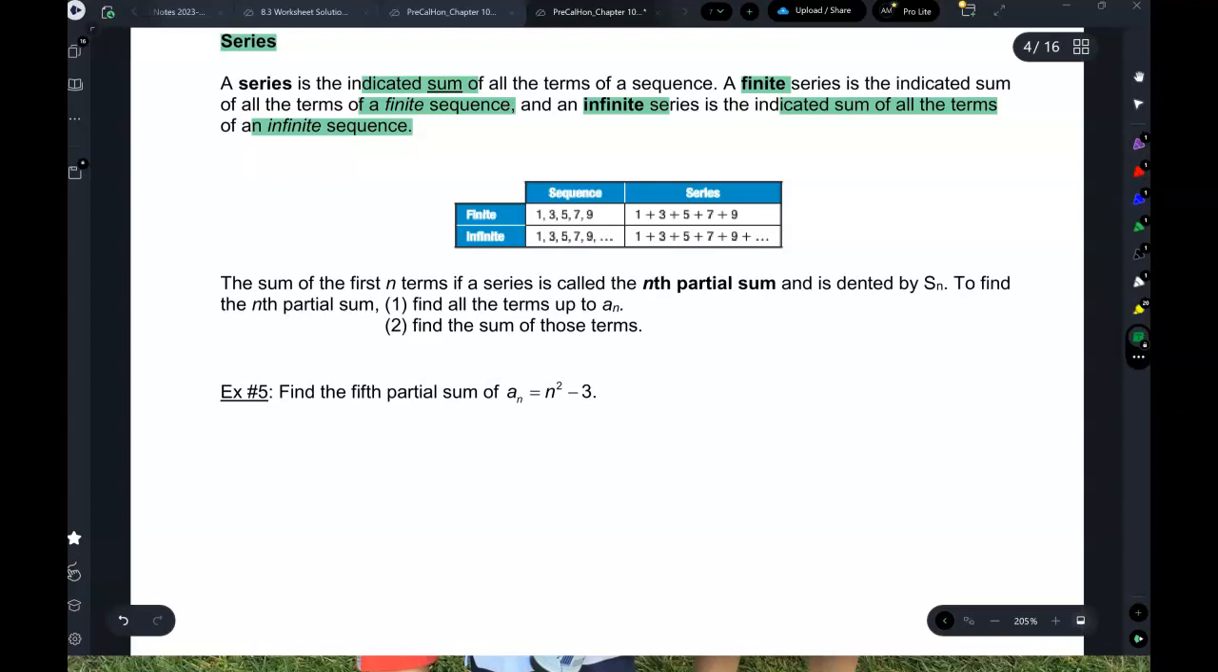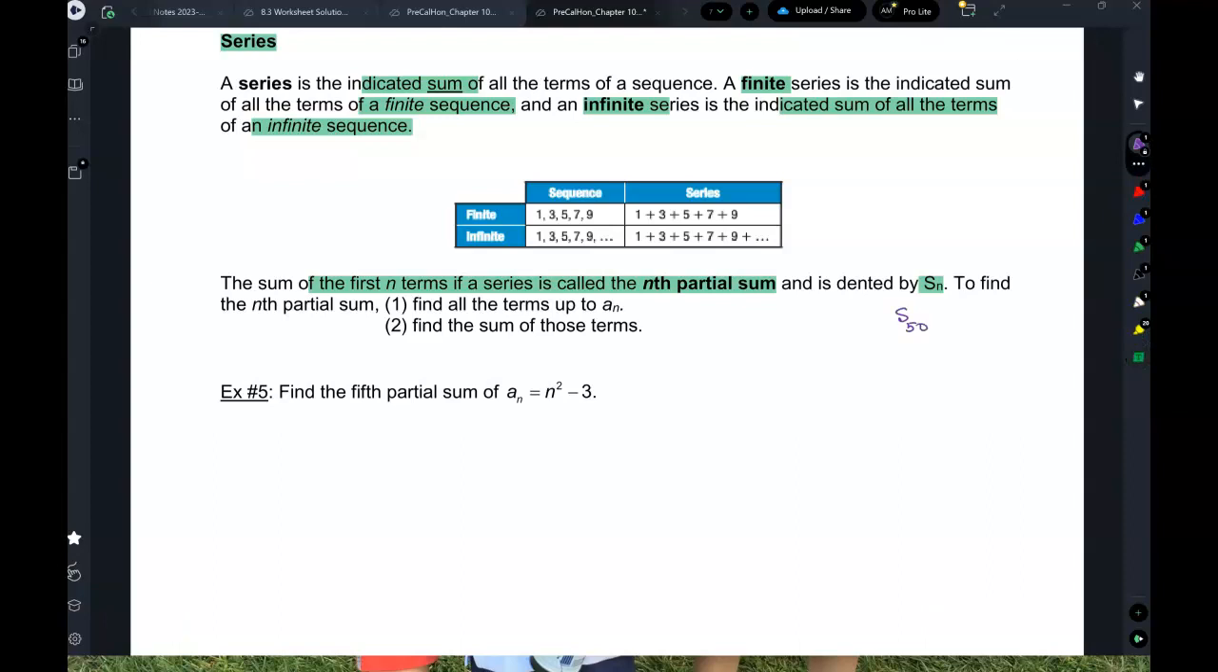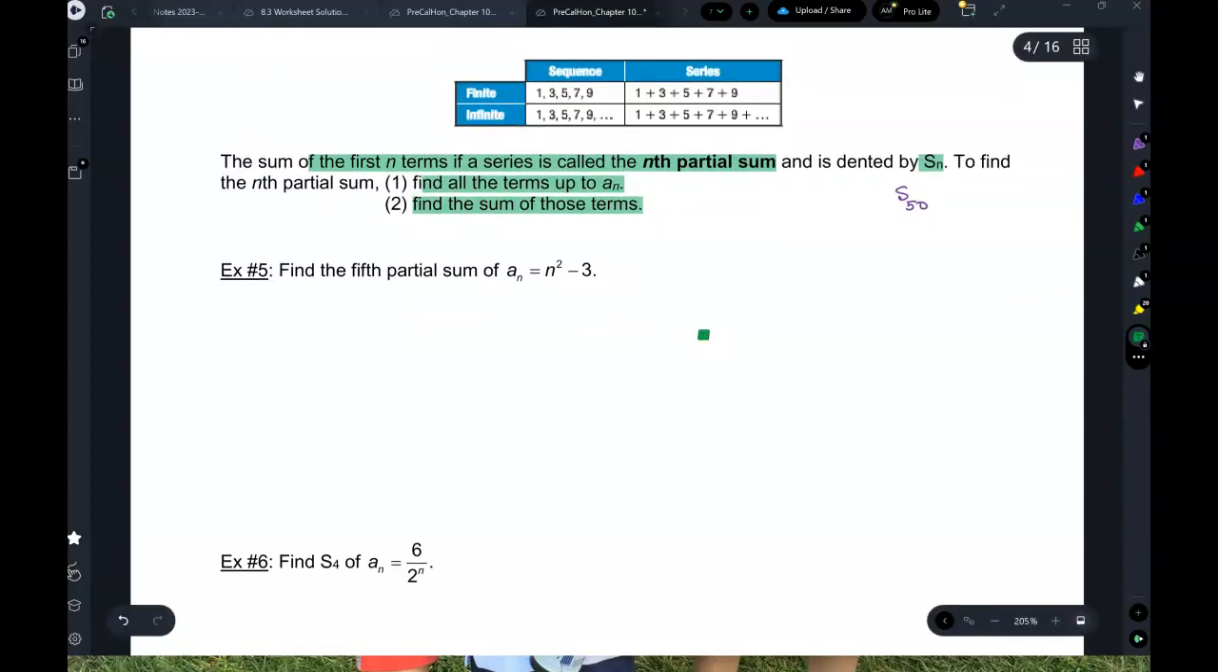So the sum of the first n terms in a series is called the nth partial sum. So if I have a series of 1,000 numbers and I want the sum of the first 50, that's the 50th partial sum. It's denoted by S sub n, so for example, S sub 50. To find the nth partial sum, you find all the terms and then you add them all up, pretty much. Okay? Very straightforward. So, find the fifth partial sum of this.